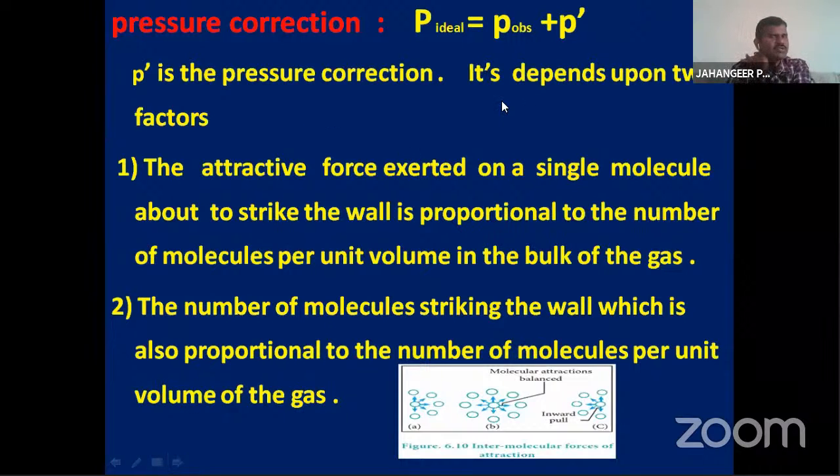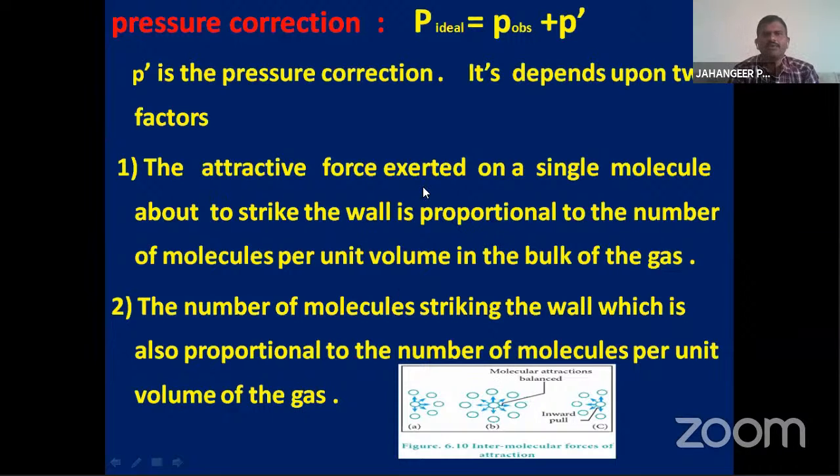Here pressure depends upon two factors. According to the ideal gas, there are no attractive and repulsive forces, but in real gases there are both attractive and repulsive forces. One factor is the molecules at the walls of the container colliding with the walls, and the second is the molecules inside, in the middle of the gas.